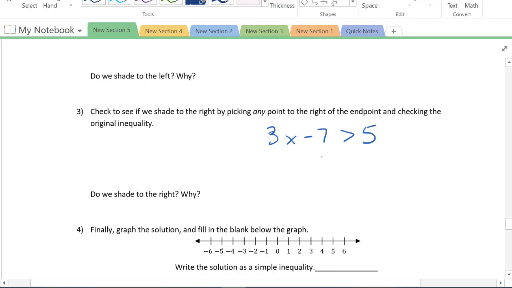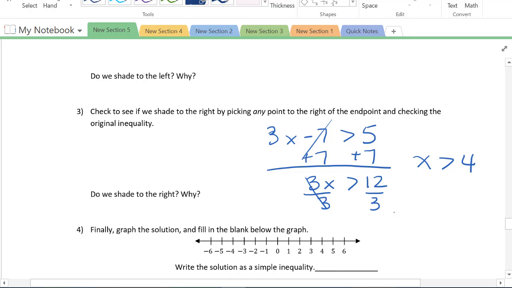The way we solve inequalities is, you solve an inequality just like how you would solve a normal equation. So how would you solve a normal equation? Pretend that's an equal sign. You would add 7 to both sides, wouldn't you? You want to isolate the x. The 7 cancels out. We're left with 3x is greater than 5 plus 7, which is 12. Divide both sides by 3. So then x is greater than 4.